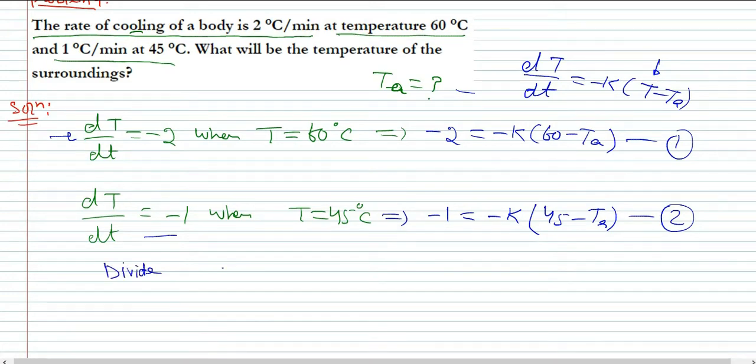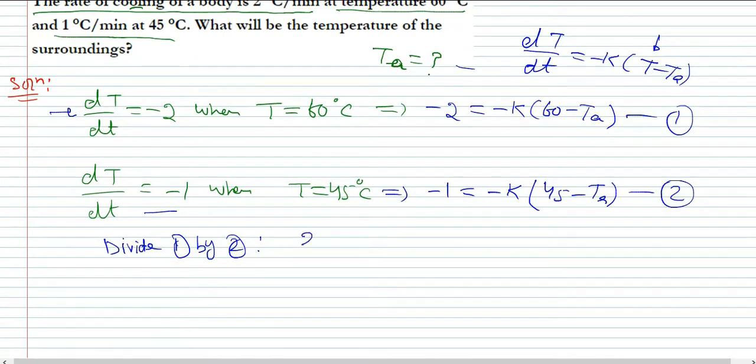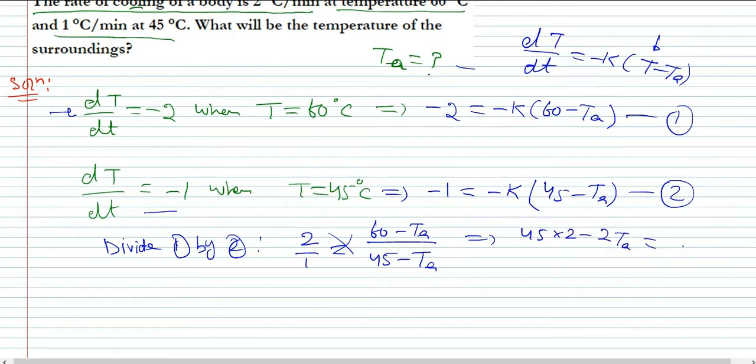Divide. Okay, you tell me what to divide with what. Okay, let's divide first by second, right? What we get, 2 divided by 1 is equal to k, and k cancels out, is equal to 60 minus Ta divided by 45 minus Ta, right? Now let's cross multiply them. What we get, 45 multiplied by 2 minus 2Ta is equal to 60 minus Ta, right? Now let's simplify this here.